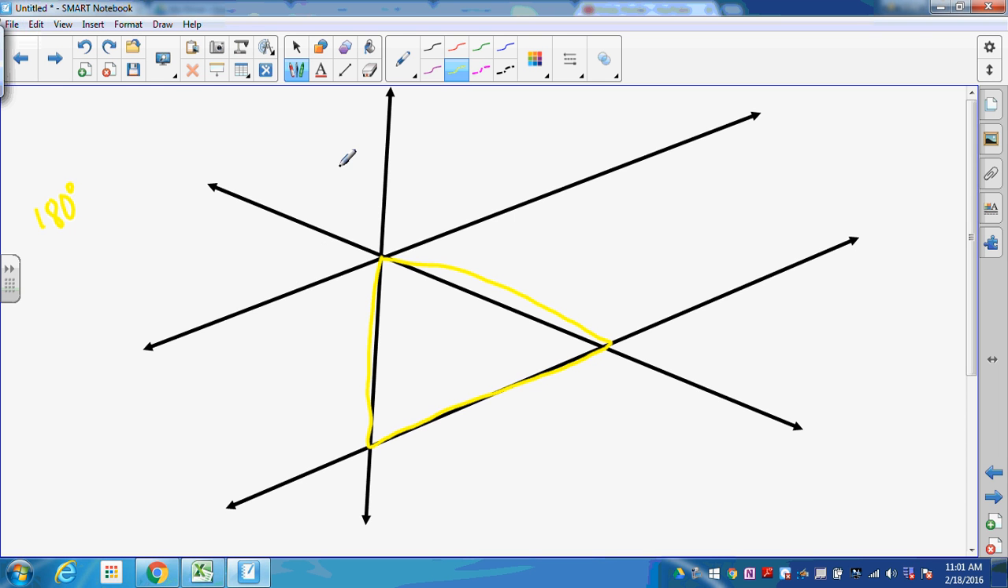Alright, so in this case, I'm going to give you a couple of different angles here, and hopefully this will work out. I'm trying to get my marker. Okay, actually, I want to do green.